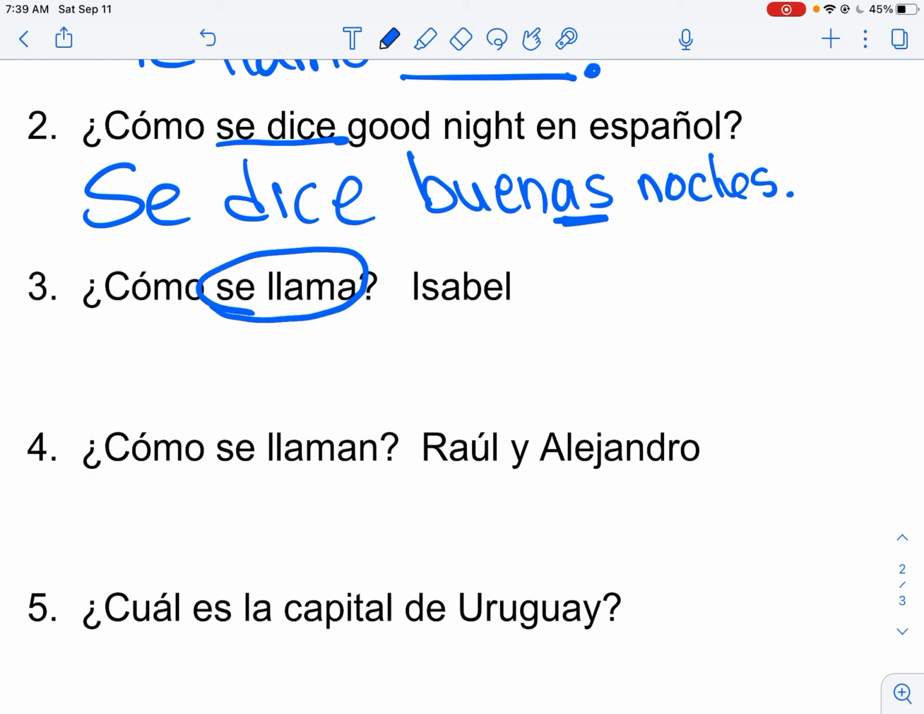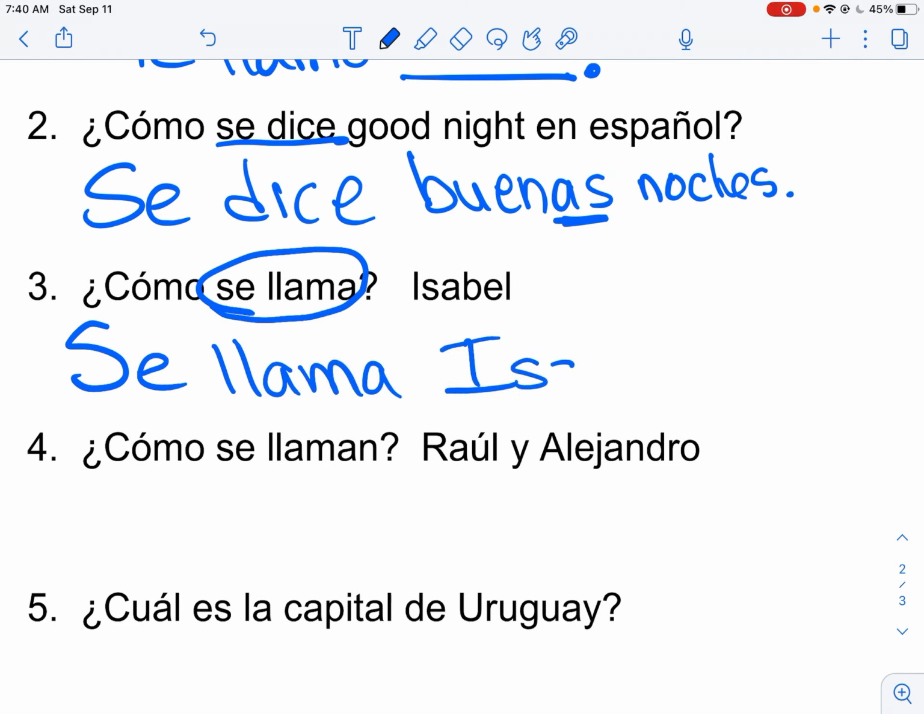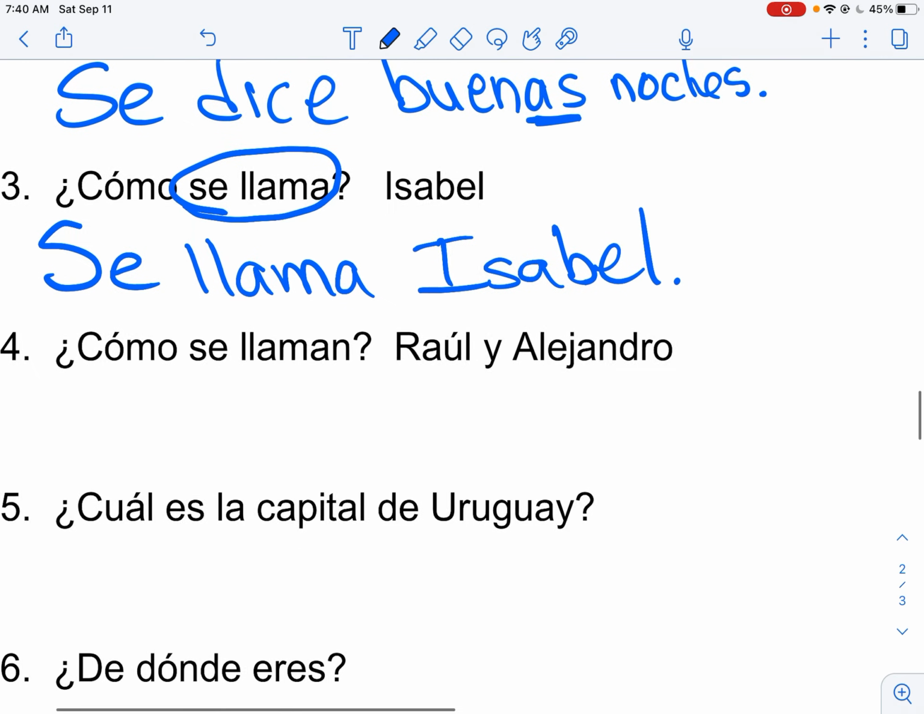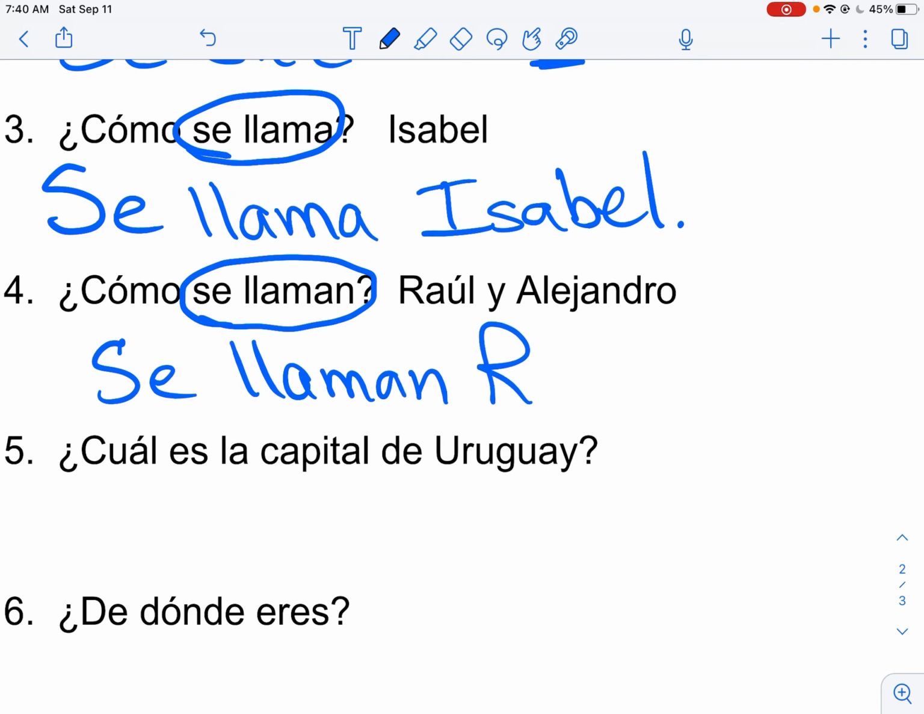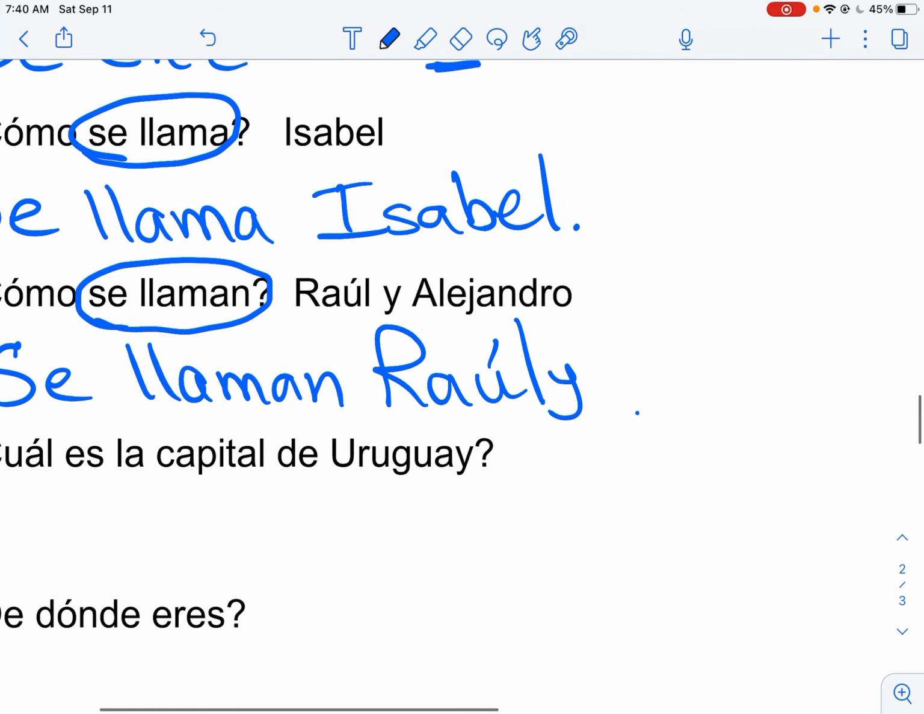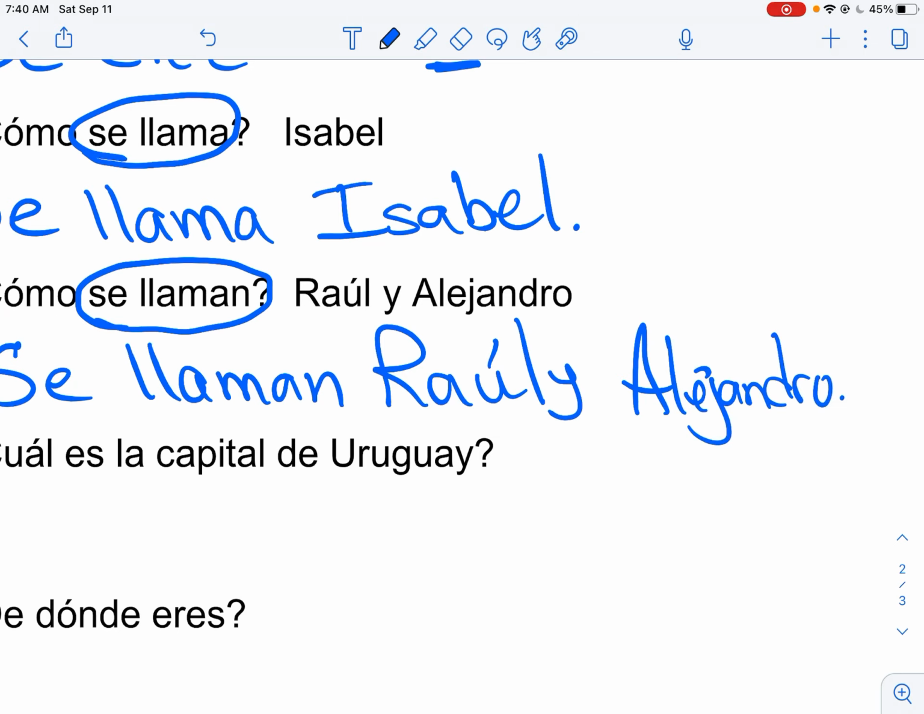Okay, on this one, se llama. All you have to do is put Isabel. On this one, it already gives you your verb. So you say, se llaman Raúl y Alejandro.